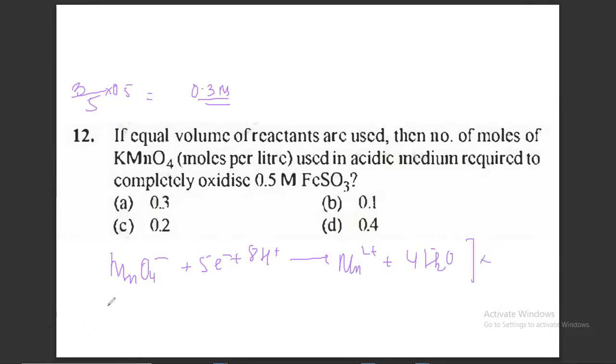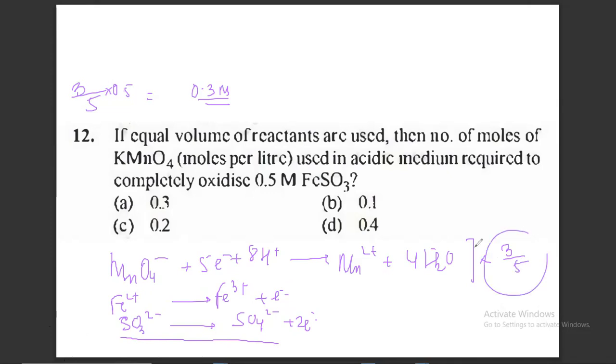You need to balance the equation later on. Then iron 2+ gives iron 3+ by losing electrons, and sulfide changes to sulfate, releasing 2 electrons. So you finally add this reaction and then multiply this with 3 by 5 moles.